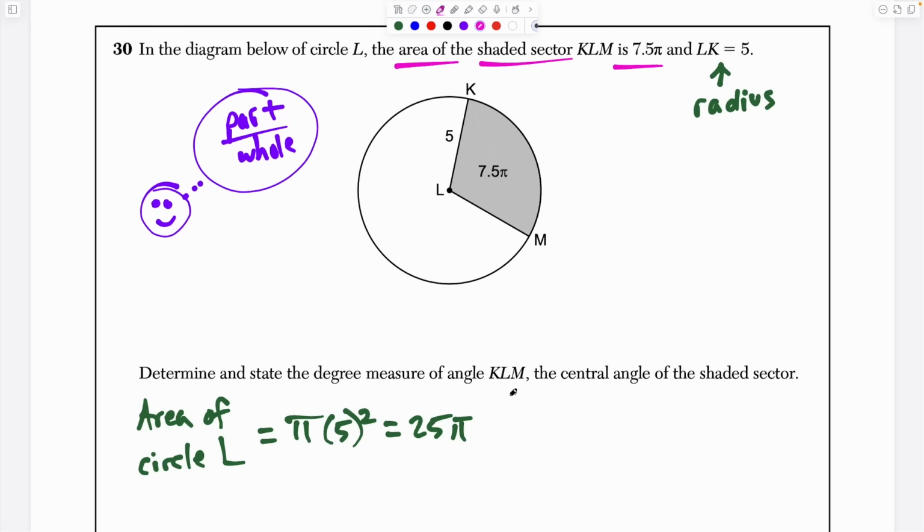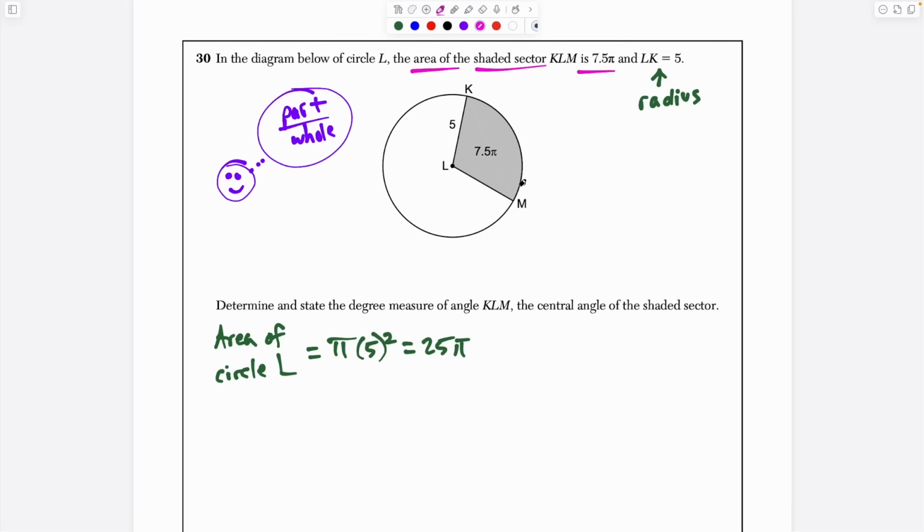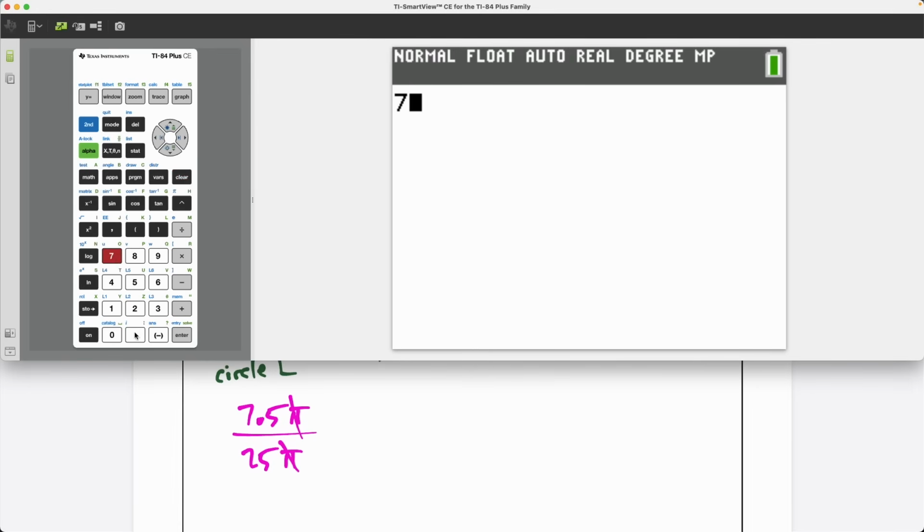But what we're going to do with this is find what ratio of the full circle the 7.5 pi square units of area make up. So now I'm going to do the part: 7.5 pi over the whole area, which is 25 pi. Okay, so I'm just going to work this one out here. Pi over pi cancels, and now I get to see what this value works out to. So now let's just type this in. We have 7.5, and we're dividing by 25, and we get 0.3.